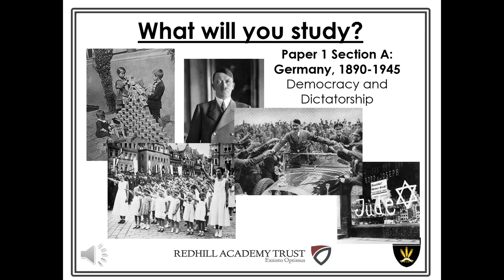Paper three is Weimar and Nazi Germany. Now you study this in year 10 and it's the last paper of your GCSE. This of course looks at the rise of Adolf Hitler, but it also looks at the government before him and how they helped to tackle the problems of World War I in Germany. You can see children playing with piles of banknotes as they became worthless in the 1920s.